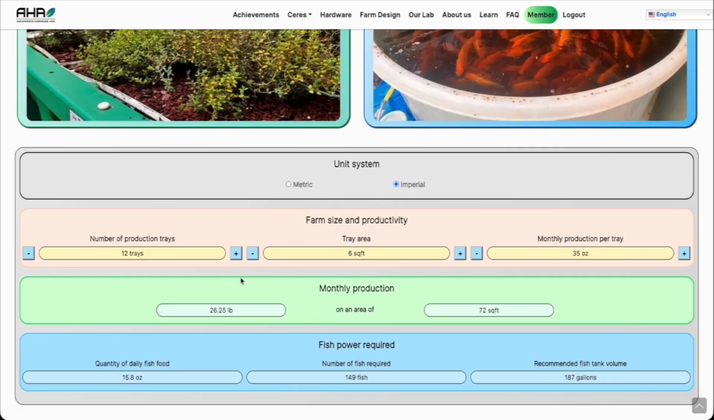Ceres gives us our expected monthly production, the quantity of fish feed per day, the number of fish we will need, and the volume of the fish tank.